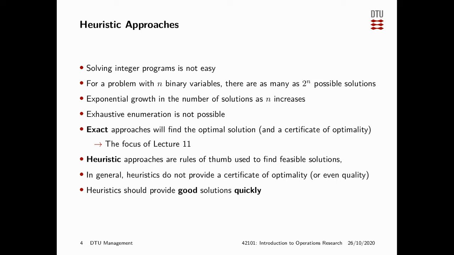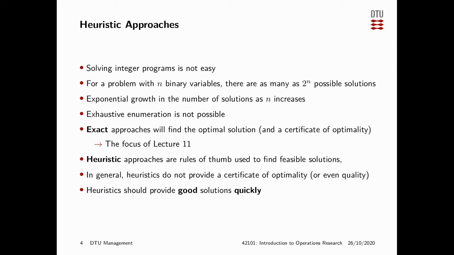2 to the power of n is not a small number for large values of n, so techniques like exhaustive enumeration are not really possible. Exhaustive enumeration is a technique where we would explicitly consider each and every feasible solution, compute its objective value, and then simply pick the best one. We will look at exact approaches for finding the optimal solution to integer programs in lecture 11. Such approaches will provide you with a certificate of optimality. It might take some time, but they provide a guarantee that the solution they return is optimal.